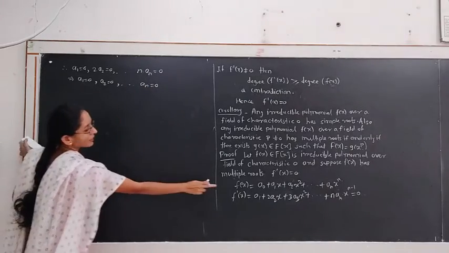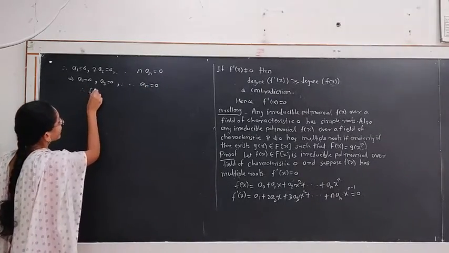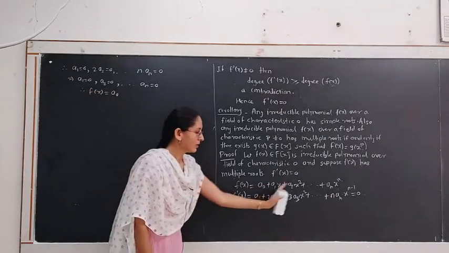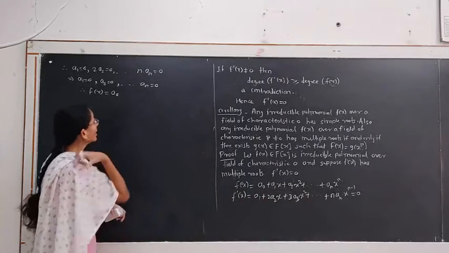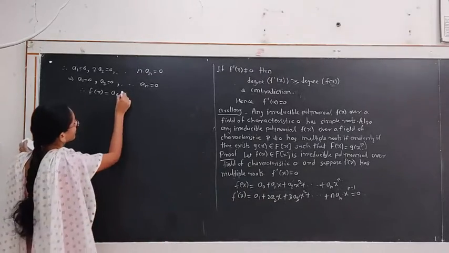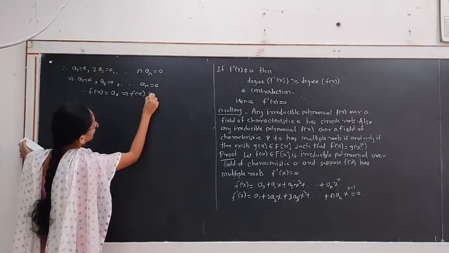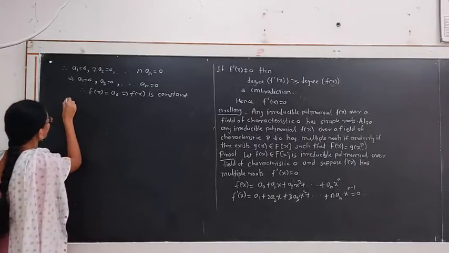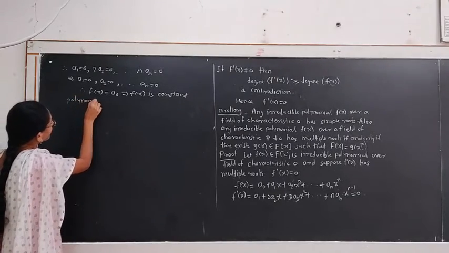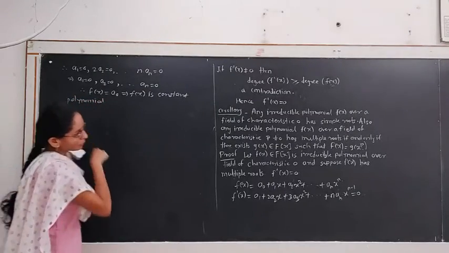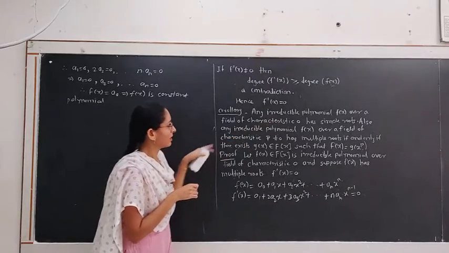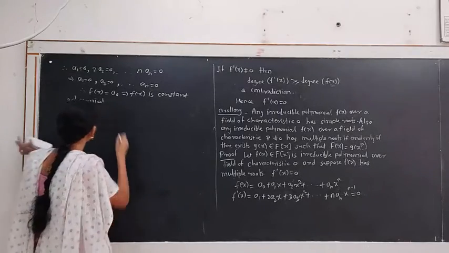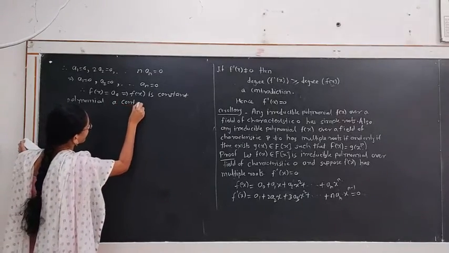Using all these values in f(x), we get f(x) is equal to a0, because all the other coefficients are 0. Hence f(x) is a constant polynomial. A contradiction to the given that f(x) is irreducible. Hence f(x) must have degree greater than or equal to 2 because it is irreducible. A contradiction.